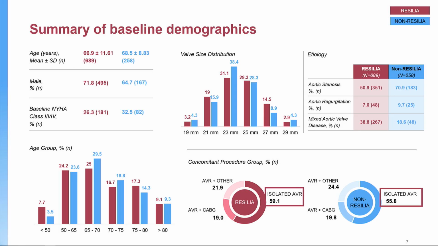We had multiple concomitant surgeries. About 50 to 60% were isolated, and all the others included CABG and other surgeries.